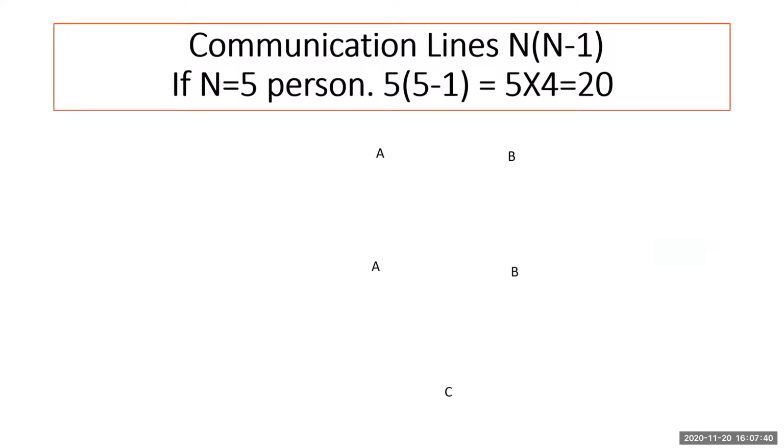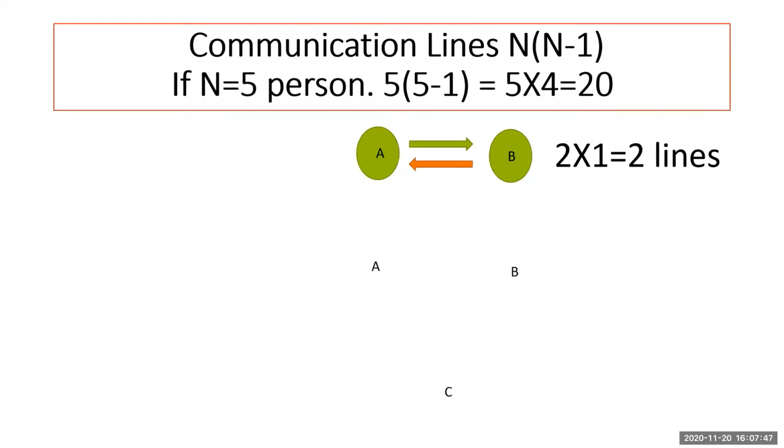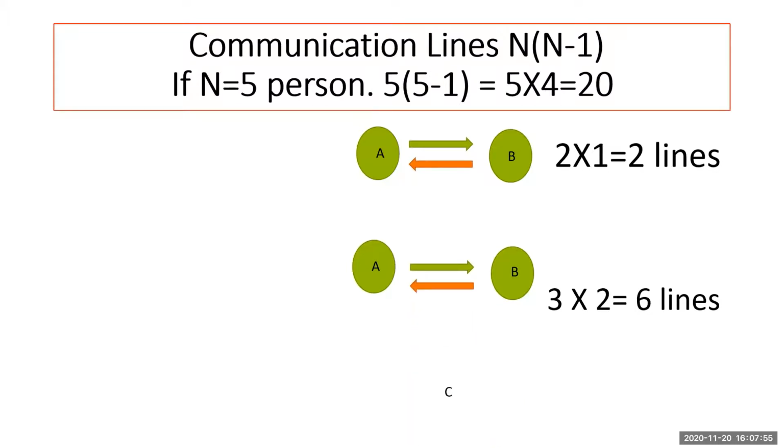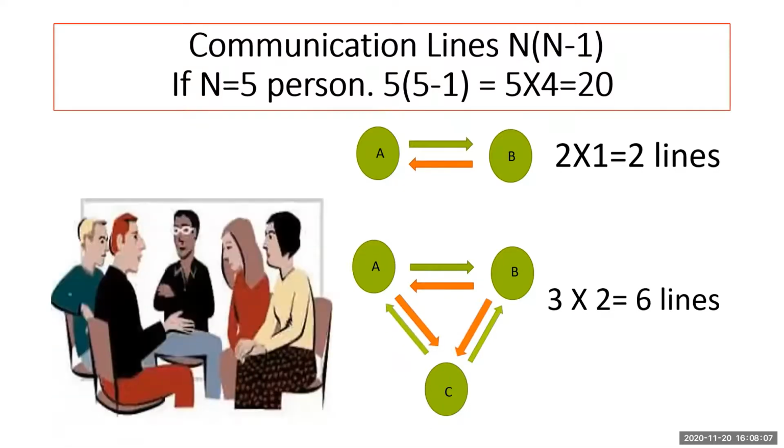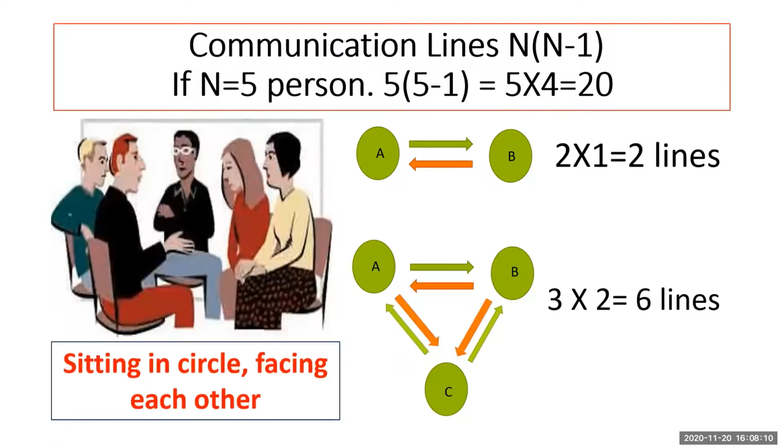Let us give you the example. 2 people, A going to speak to B, and B speak to A, 2 lines. You've got 3 people means 6 lines. A going to speak to B, B going to speak to A, and then we see B speak to C, C speak to B, and A speak to C, C speak to A, 6 lines. So you can imagine 5 people. Even if they're sitting in a circle facing each other, there are 20 communication lines.